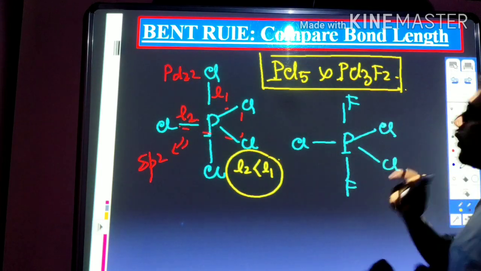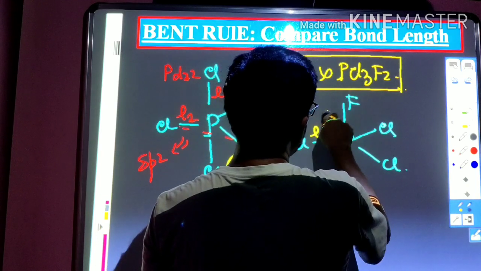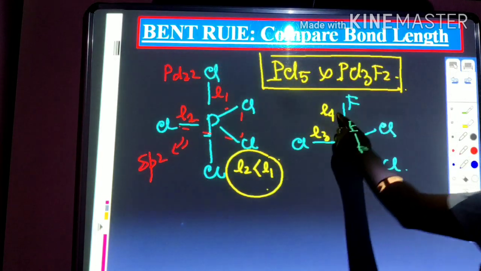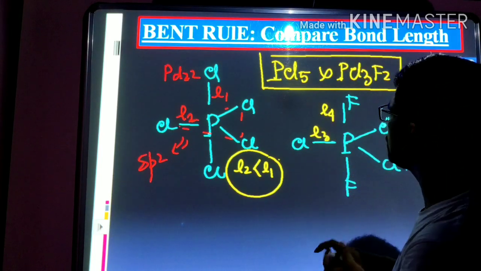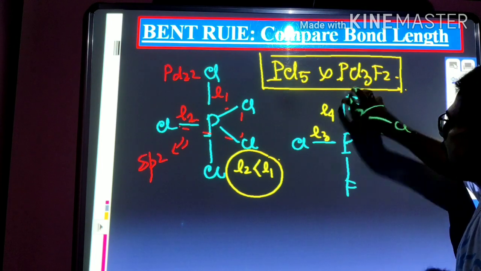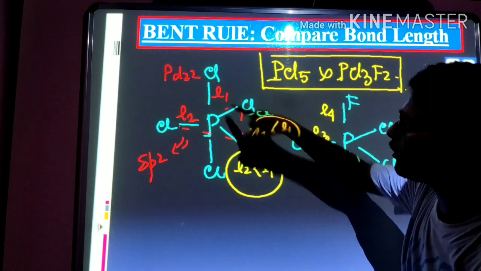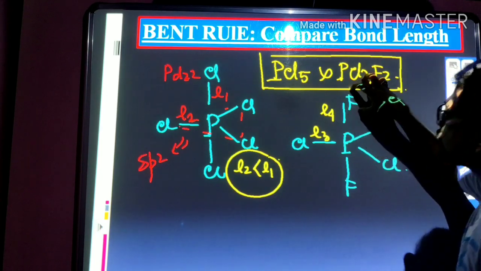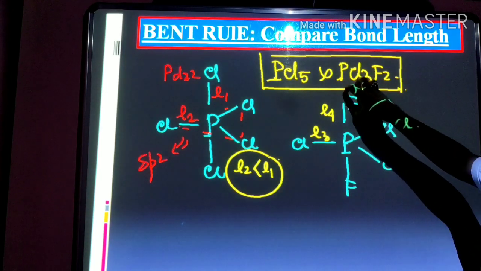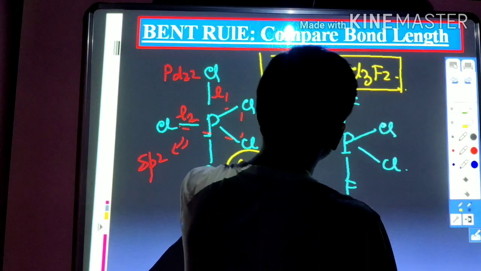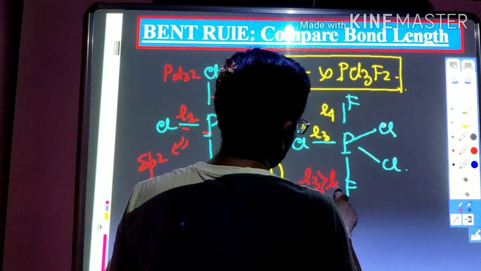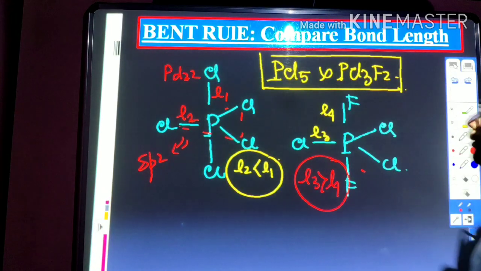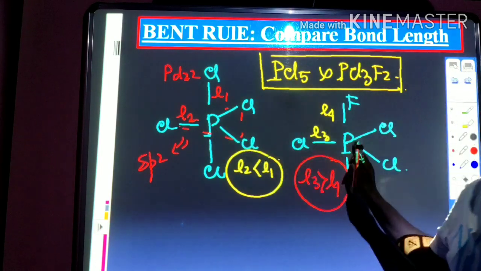Now compare here. Say this is L3 and this is L4. If you want to compare this L3 and L4, don't get confused that this bond will be longer than this bond because here L1 is longer than L2. No, the size of fluorine is smaller than the size of chlorine. So L3 will be in this case more. L3 will be more than L4. Right? No problem. So don't get confused with this one.